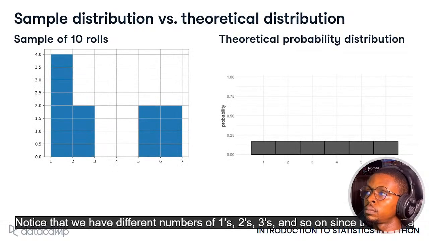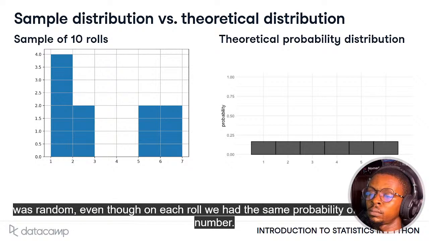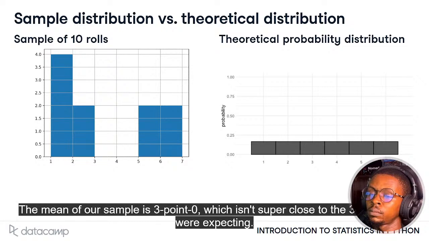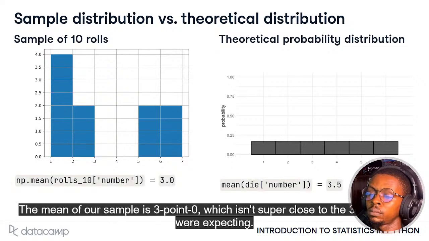Notice that we have different numbers of 1s, 2s, 3s, and so on, since the sample was random, even though on each roll we had the same probability of rolling each number. The mean of our sample is 3.0, which isn't super close to the 3.5 we were expecting.